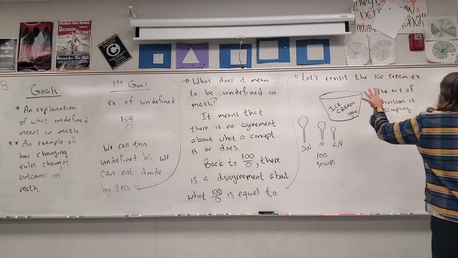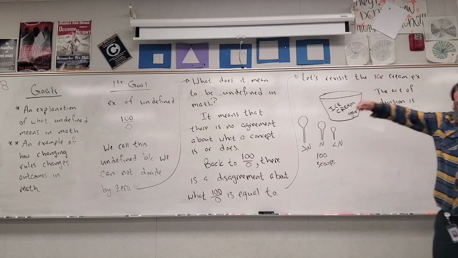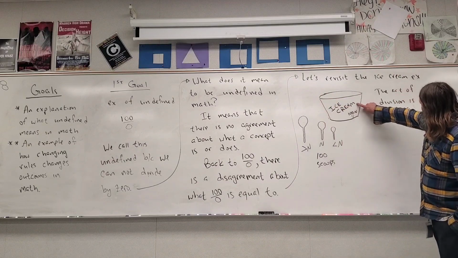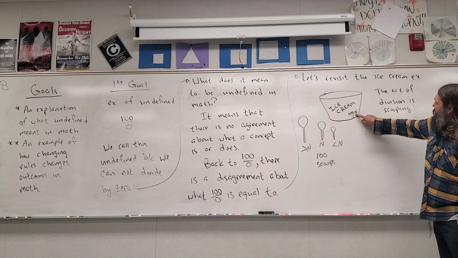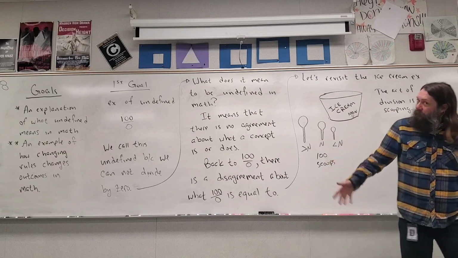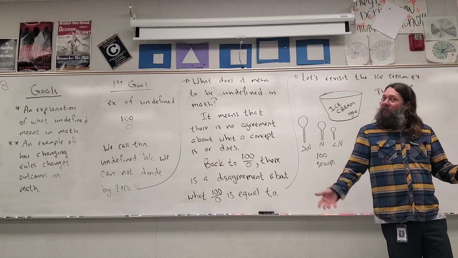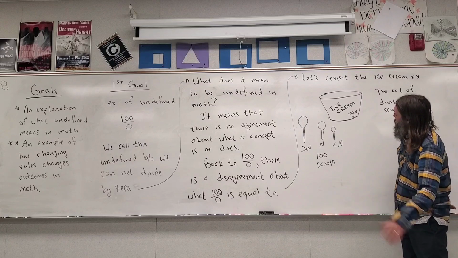So we've had this ice cream example, and remember the act of division is scooping. When I scoop, I'm dividing. This tub of ice cream is sized in such a way that if I take 100 scoops with a normal spoon, I empty the tub. Probably crying while I eat it.